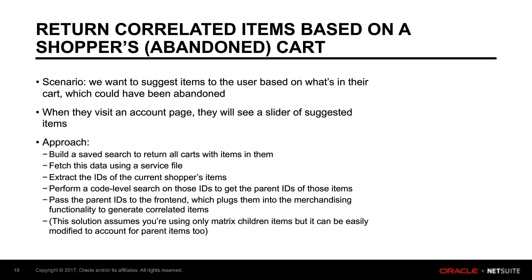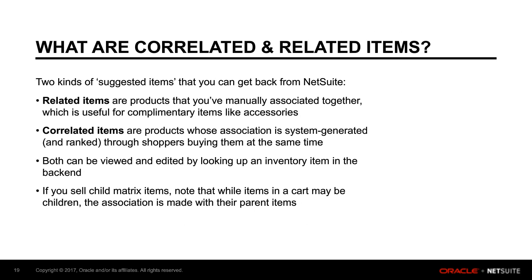So before we do that, I just want to quickly talk about correlated and related items. There are two kinds of suggested items that you can get back from NetSuite. One is related items. So when you edit an inventory item in NetSuite, you can manually associate items together. So if you sell a big item, then you might want to associate some accessories with it. So if you sell dresses, you might want to sell a belt with it. Correlated items are a bit smarter.